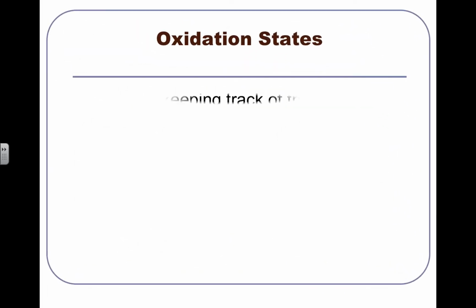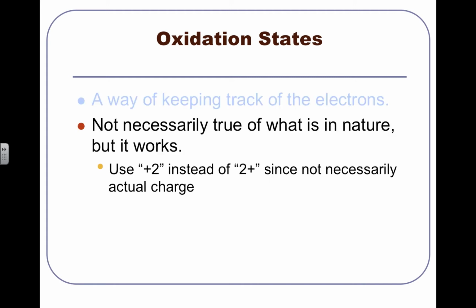Before we can really talk about electrons being transferred, we have to have our accounting method. And so we use oxidation states, and this is our way of figuring out who has what electrons. Now, it's not necessarily what's true in nature, but it works. So it's kind of a man-made accounting system. Some things to note. If you're going to have a positive oxidation state, you're going to write +2, not just 2, and not 2+, because it's not the actual charge.